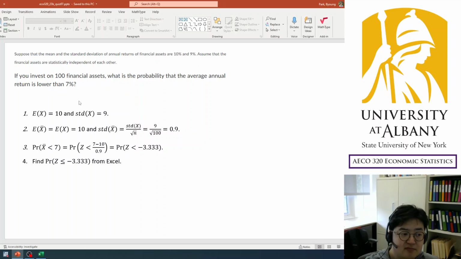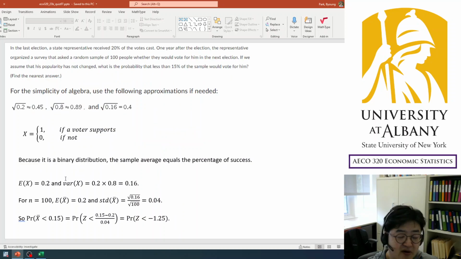Technically, statistically, they are all the same questions. Here is another similar but a little different question. In the last election, a state representative received 20% of the votes cast. One year after the election, the representative organized a survey that asked a random sample of 100 people whether they would vote for him in the next election. If we assume that his popularity has not changed, what is the probability that less than 15% of the sample would vote for him?